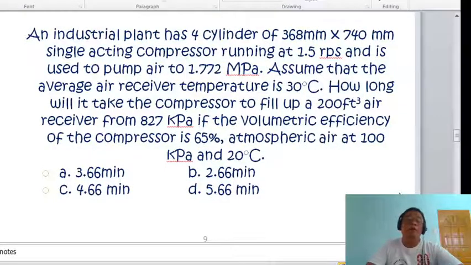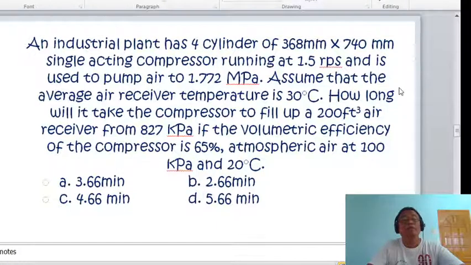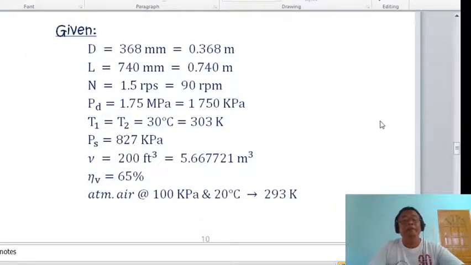Let us now proceed to the given. Diameter 365 millimeter, length of stroke 740, number of revolutions per second is 1.5 or 90 RPM, discharge pressure 1750 kilopascal, temperature 30, suction pressure 827, which is the pressure of the tank. The volume is 200 cubic feet or 5.67 cubic meter. The volumetric efficiency is 65 and atmospheric air is at 20.